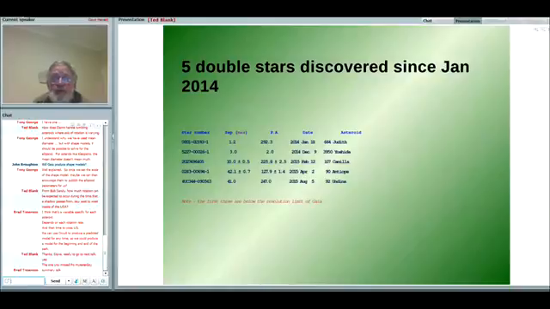Five double stars discovered since January 2014. The writing on this is not very large. See, the first event, separation 1.2 milliarc seconds. The second one's 3 milliarc seconds. The third is 30 milliarc seconds. Then 42 and 41 milliarc seconds.